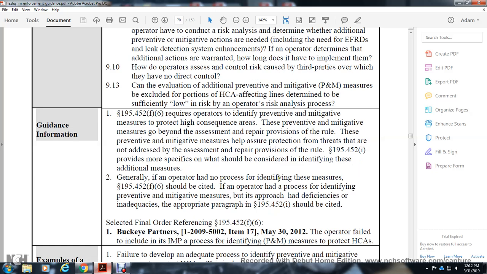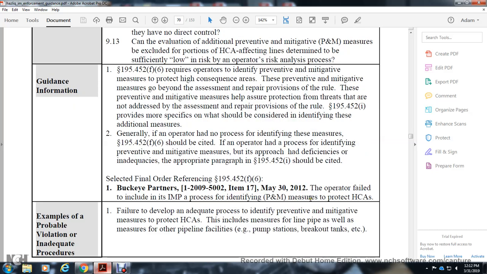In general, if the operator has no process for identifying preventive and mitigative measures, 195.452(i) should be cited. If the operator has a process for identifying the preventive and mitigative measures but approaches it with deficiencies, the paragraph 195.452(i) should be cited. So look at the final order reference 195.452(f).